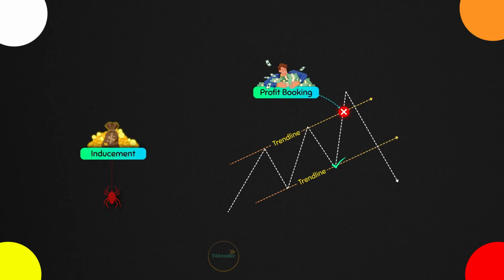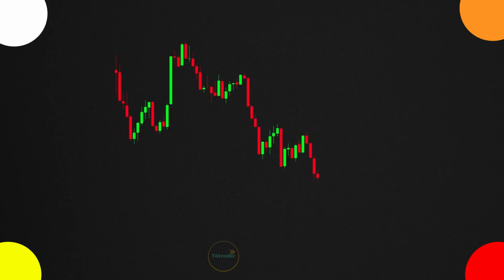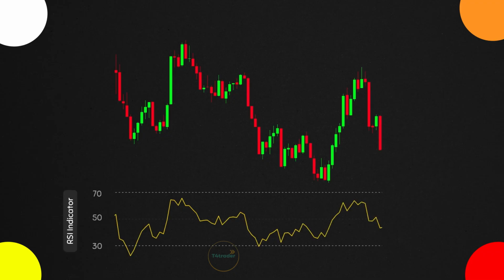Using RSI to avoid fake breakouts. You can also use the RSI indicator near trend lines. For example, if the price keeps falling, but the RSI starts rising, it indicates a bullish divergence. If a breakout happens during this situation, there is a high probability that the breakout is fake.